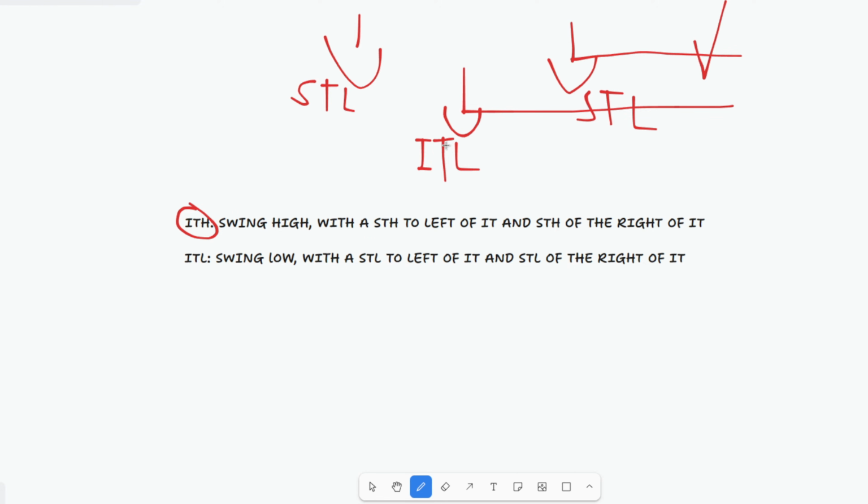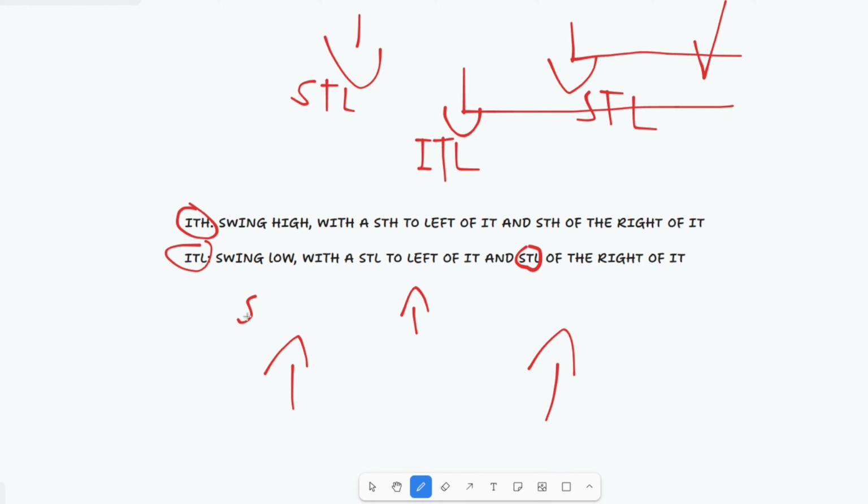So this is an intermediate term low, which has a short-term low to the left of it and a short-term low to the right of it. For the high, we have the same situation. Okay, this is the same situation.